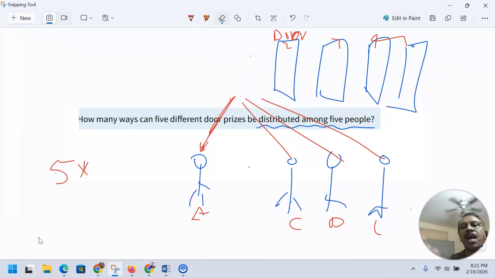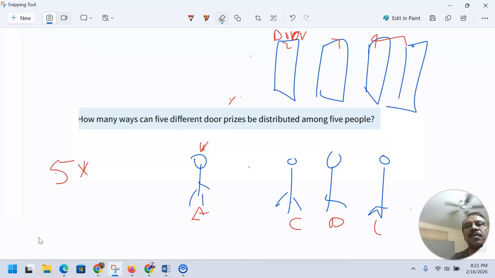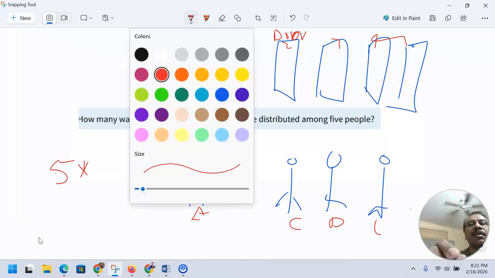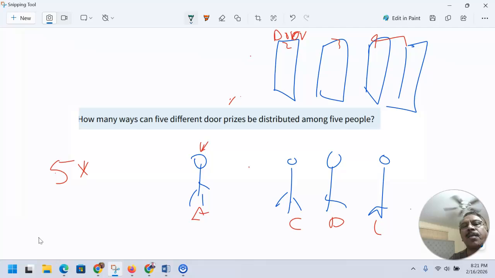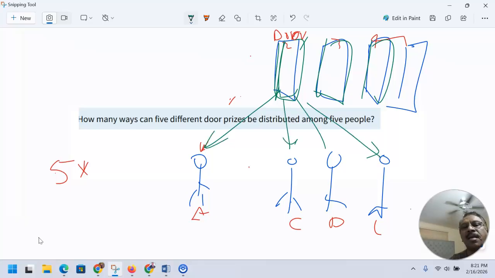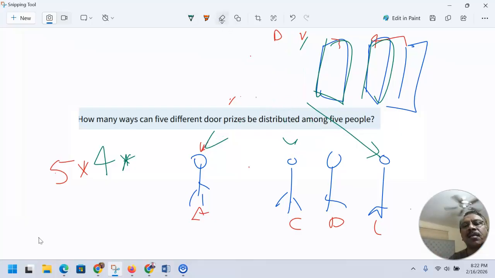So now 4 of them are left. So now you have 4 door prizes. One, two, three. So this second door prize could have gone to this guy or this guy or this guy or this guy. So how many ways is it possible? 4 ways, and you can see this is 1, 2, 3, 4. And let's see, the second door prize is already gone. So let me take this one. This is gone, and this guy gets it. So you have 3.